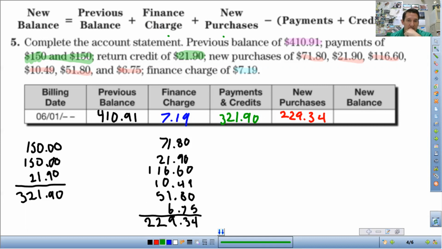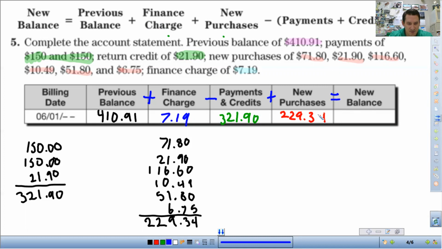So again, we want to put it in blue so we can see it. We're going to add the finance charge, subtract payments and credits, add new purchases to get our new balance. All right, so 410.91 plus 7.19 plus 321.90 plus 229.34 comes out to 969.34.